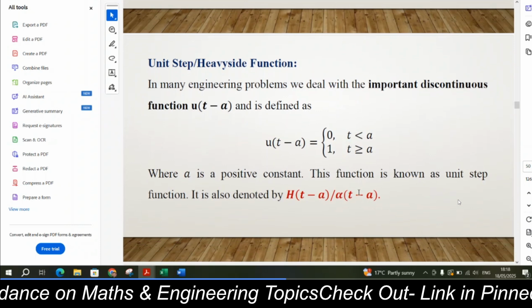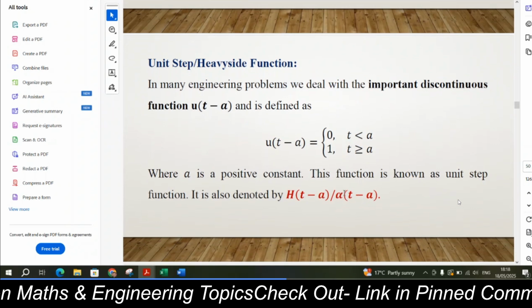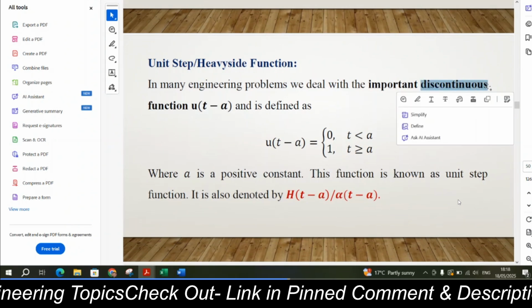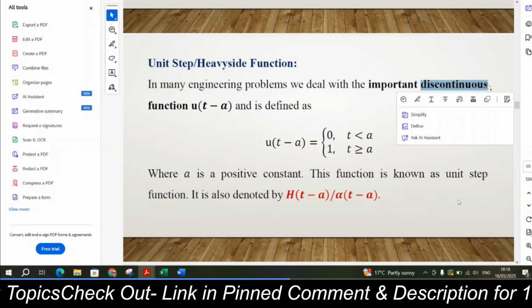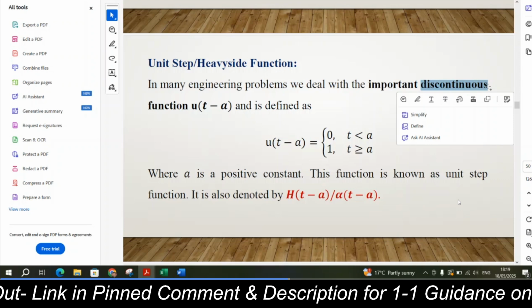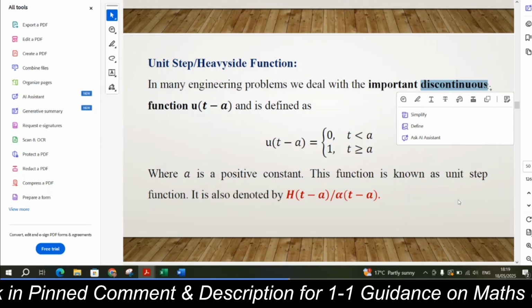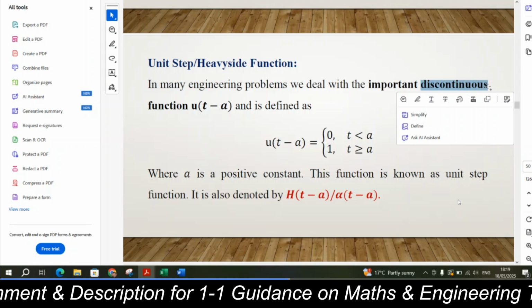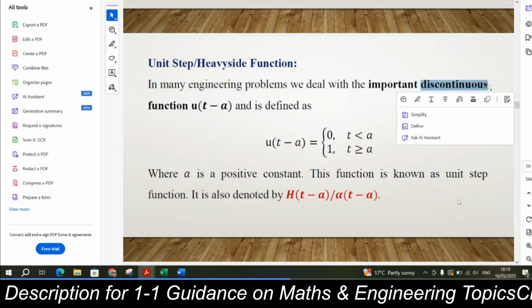Unit step Heaviside function. In many engineering problems, we deal with the important discontinuous function u(t minus a). What you have to understand is, in your 12th standard, while you are studying differentiation, you probably understand continuity and discontinuity.